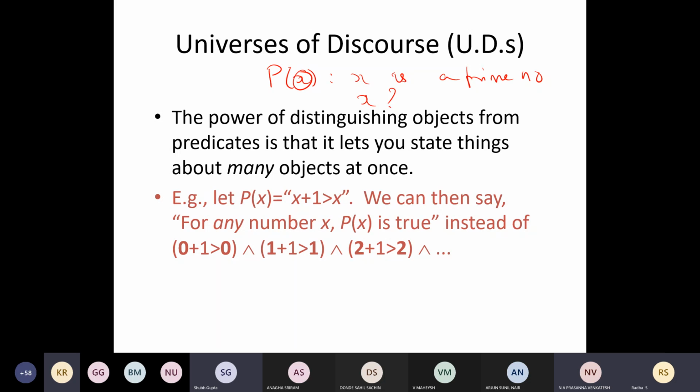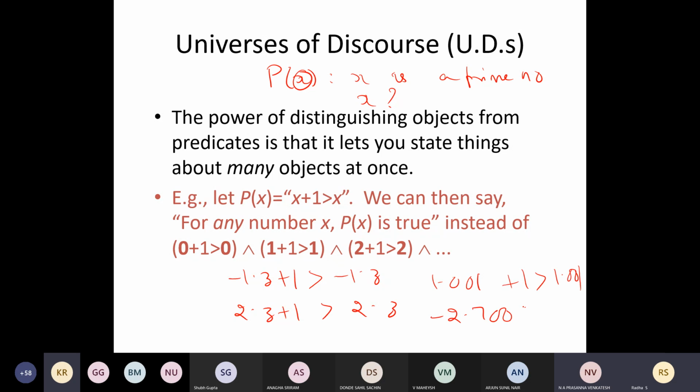All values. Which negative values? Only for negative values of x? Suppose I take minus 1.3 plus 1. It is greater than minus 1.3. 2.3 plus 1. It is always greater than 2.3. 1.001 plus 1. It is always greater than 1.001. Minus 2.7009 plus 1. It is always greater than minus 2.7009.